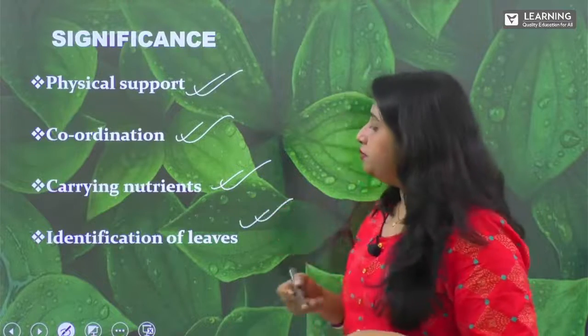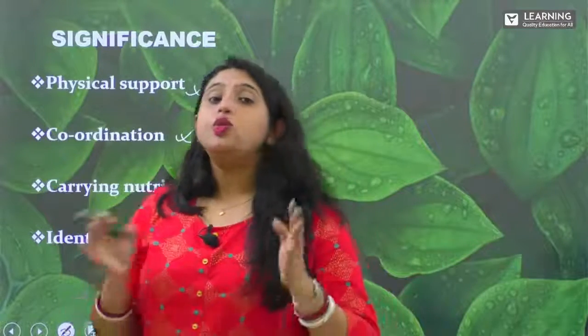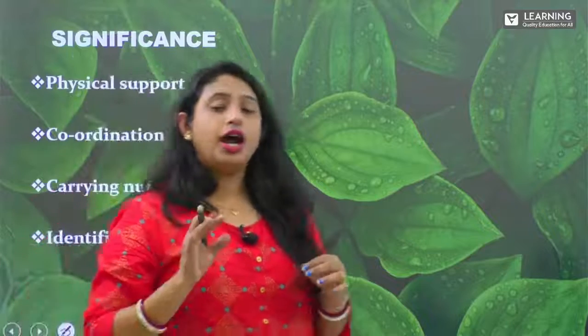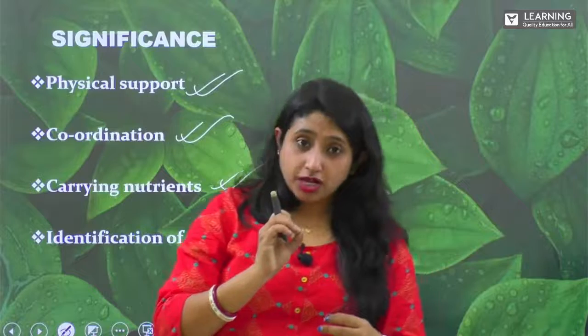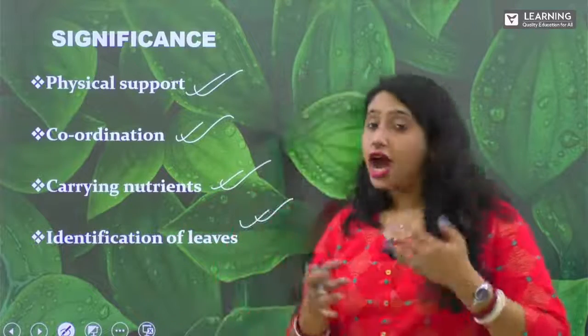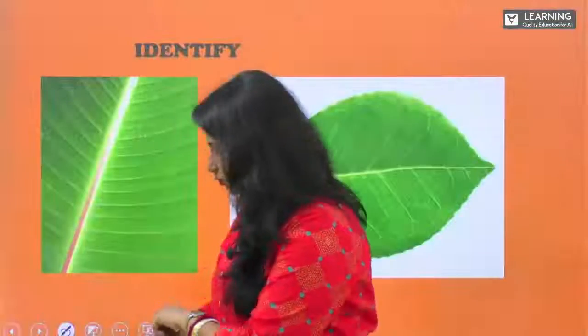Next is what? Identification of leaves. So with the help of this venation, we can identify which type of plant it is. So it basically helps in identification also.